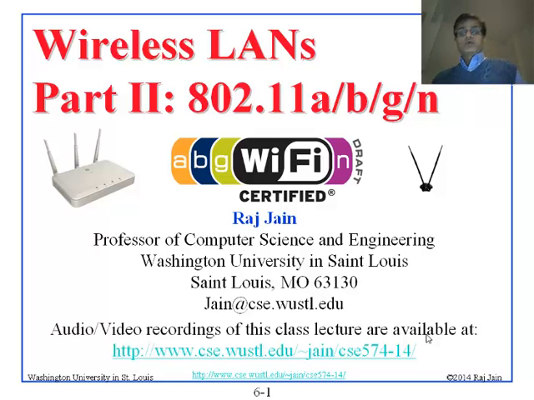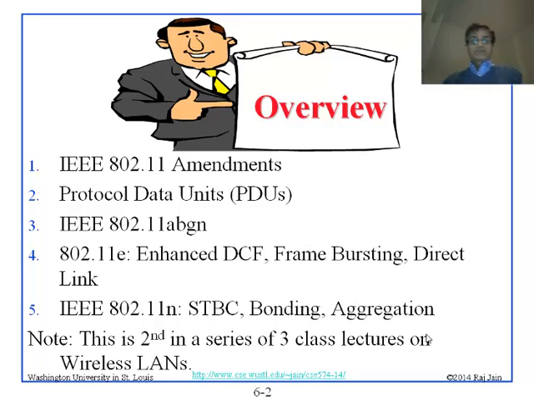This is part 2 of wireless LANs, and in this part we will cover A, B, G and N. So first we have the whole list of amendments that have been done to 11, that goes from A through AI, and then we go through and just define PDUs.